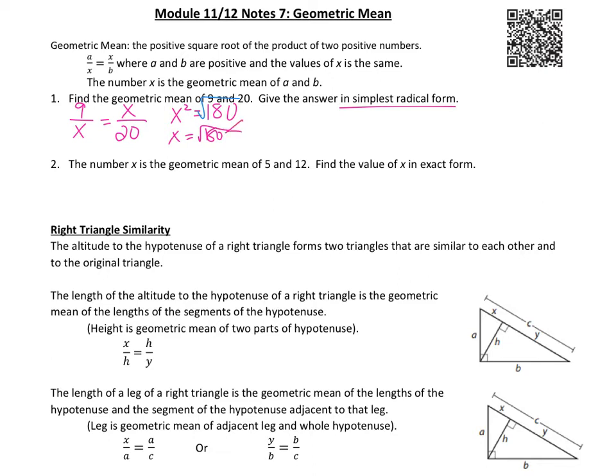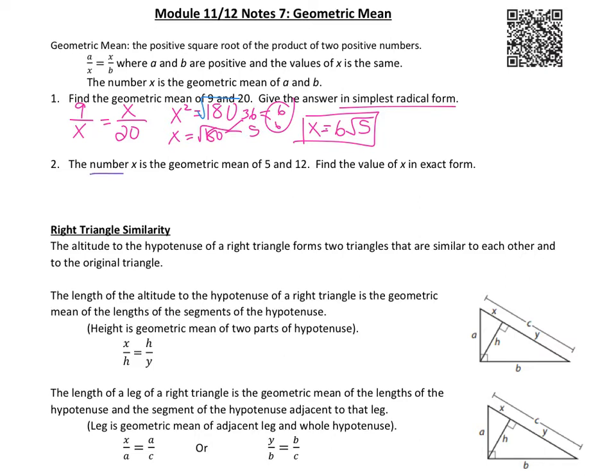So let's split it up with our factor tree. I know that 36 times 5 gives me 180, and then 36 gives me 6 and 6, and there's a pair. So I can set up that this is 6, and then the square root of 5 would be my answer. So now for number 2, let's set that one up together.